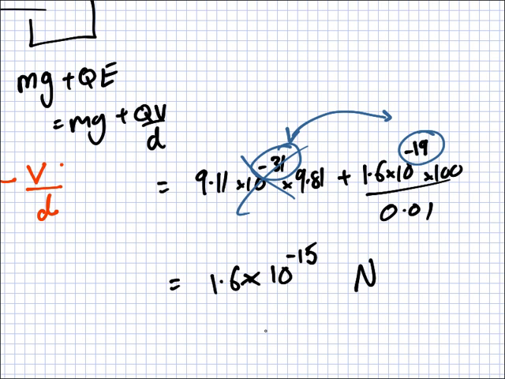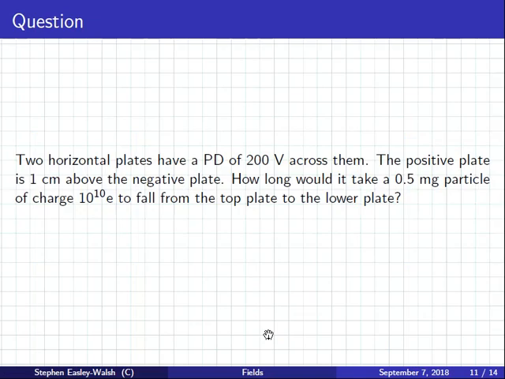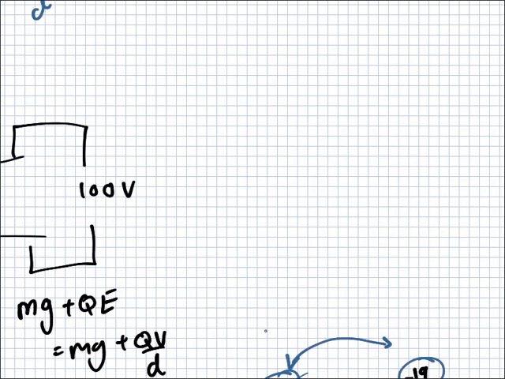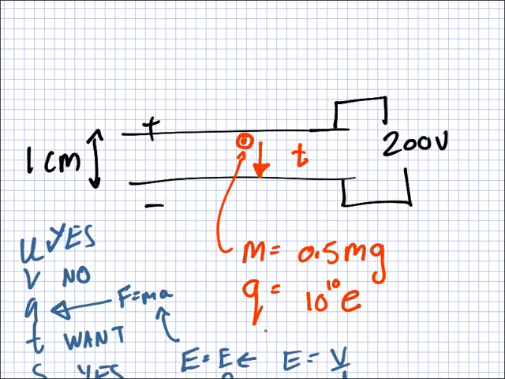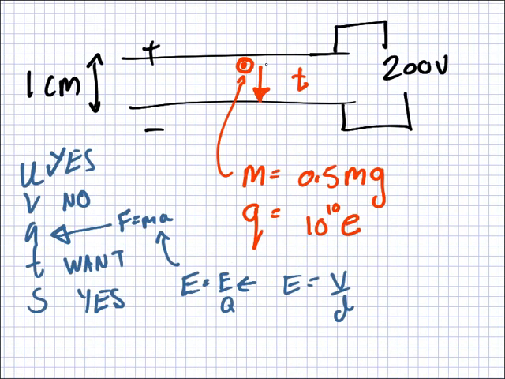Now, feel ready for a harder one? Yes, you do. So let's go back to this one. This is half a milligram. Its charge is 10 to the 10 E. It's 200 volts. It's 1 centimeter. And this time I want the time. Okay. Let me try.